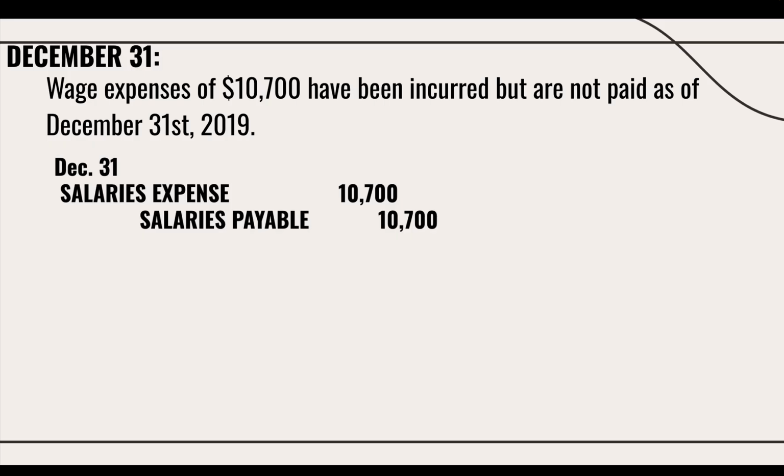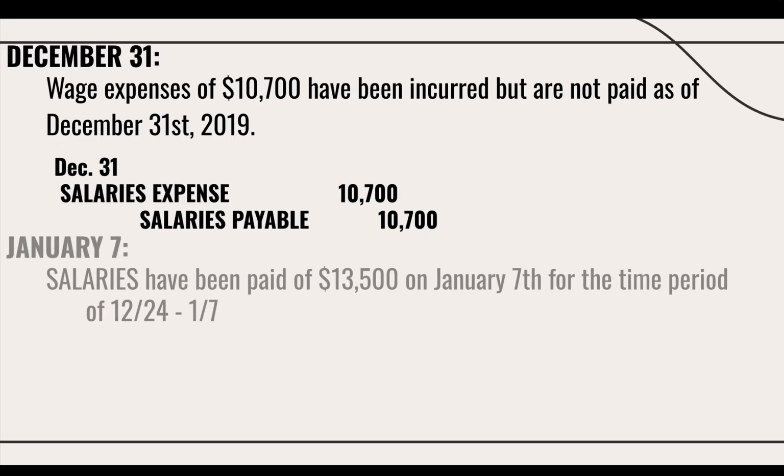All right, so debit to salaries expense, credit to salaries payable. If you would have put wages expense, it would make no difference. And then this is where it gets harder. Remember, this is the adjusting entry, and then this is the payment that's based off of that adjusting entry. So then on January 7th, we paid $13,500 for that 2-week span.